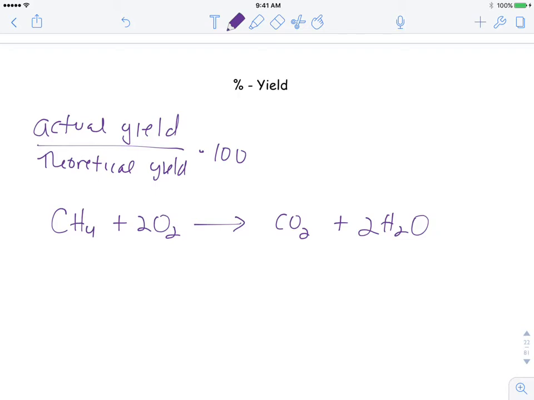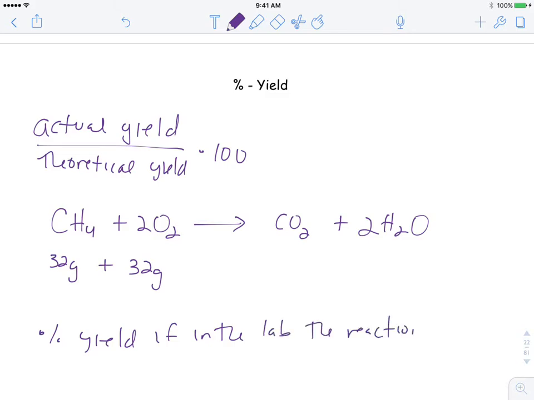So if I were to say something like, you were to combine 32 grams of CH4, and you were to combine that with 32 grams of oxygen, and then I were to ask you, well, what would be the percent yield if in the lab the reaction produces, and I would say, 22 grams of CO2.